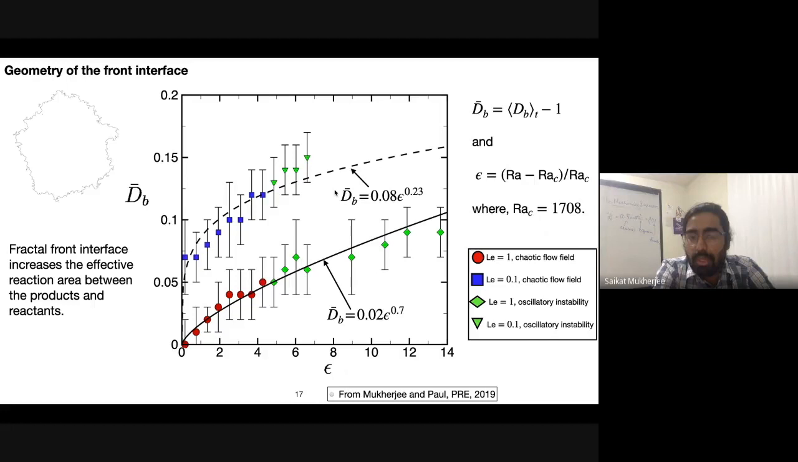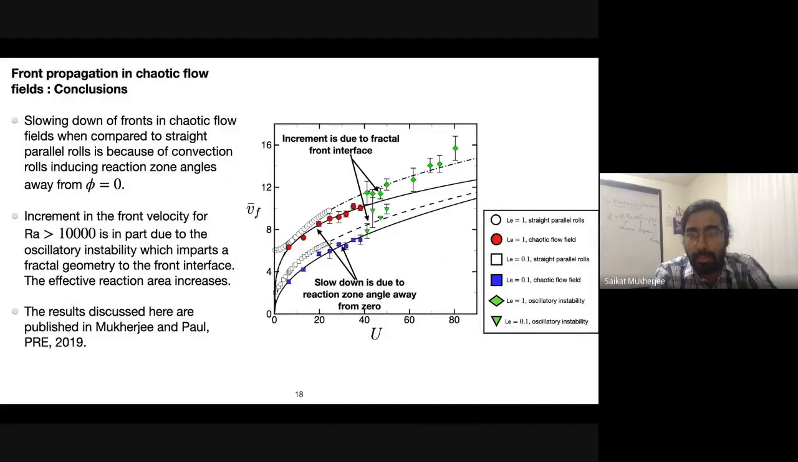So you find that as you increase the Rayleigh number, you increase the non-integer box counting dimension to significant values of 0.15. And the green points here are after the oscillatory instability. And we see that there is actually a hike up in box counting dimension in those green points after the oscillatory instability.